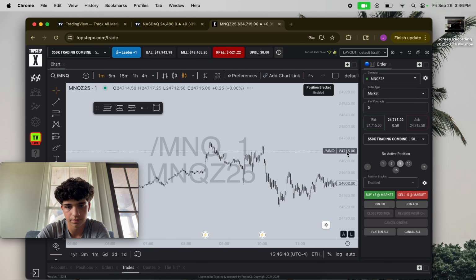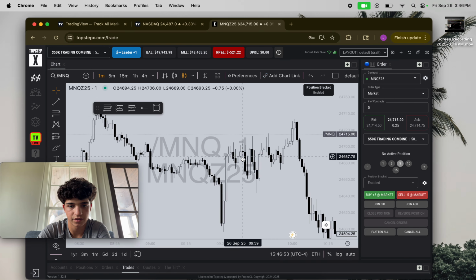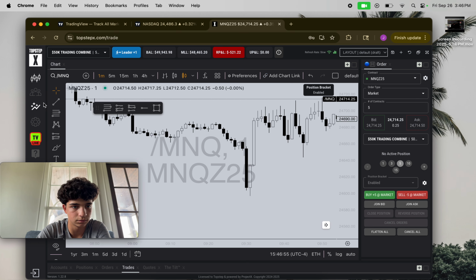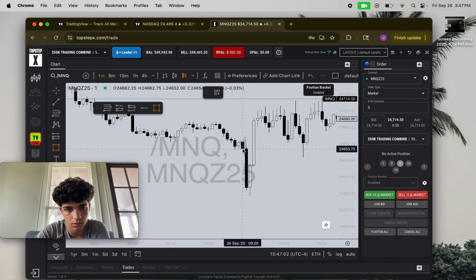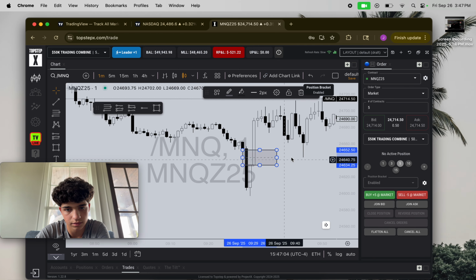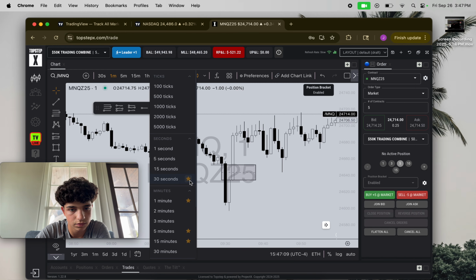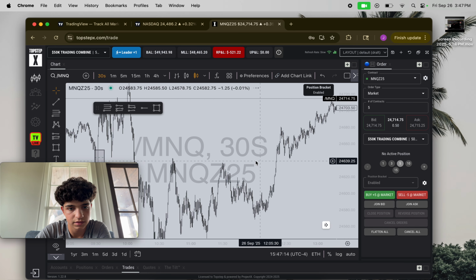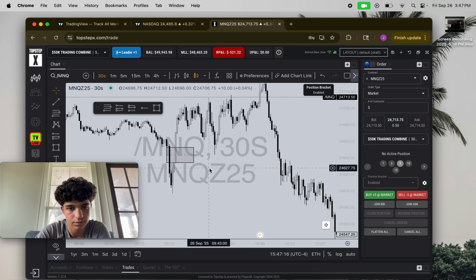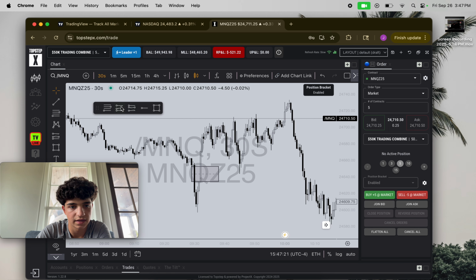Okay, right here. So, as you guys can see here, this is TopStep. So, we have our 1 minute bearish fair value gap. So, let's hop down to the 30-second. And let's see what happens there. So the 30-second would have closed really strong right here.